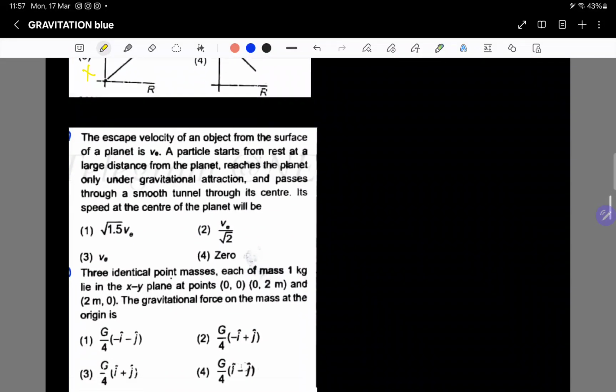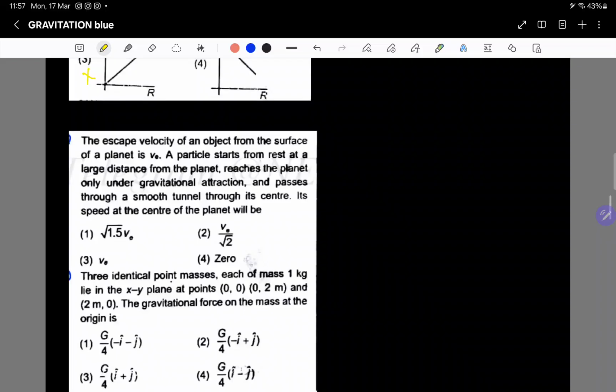Next, the escape velocity of an object from the surface of a planet is v. A particle starts from rest at a large distance, meaning infinite distance from the planet, and reaches the planet only under the gravitational force of attraction. It passes through a smooth tunnel through its center. So this is the planet, students. It is coming from infinity and passing through the tunnel. Its speed at the center, at this point here, what is the speed?